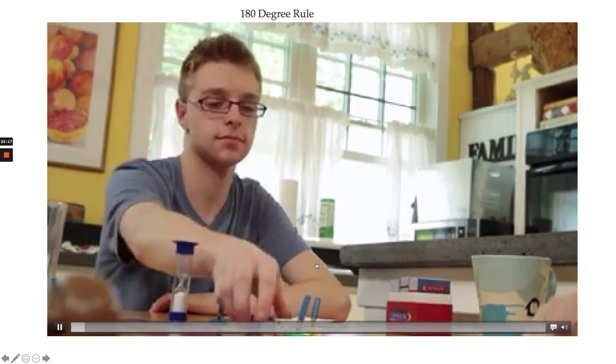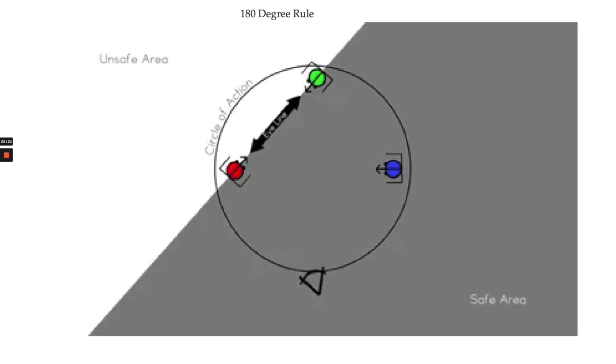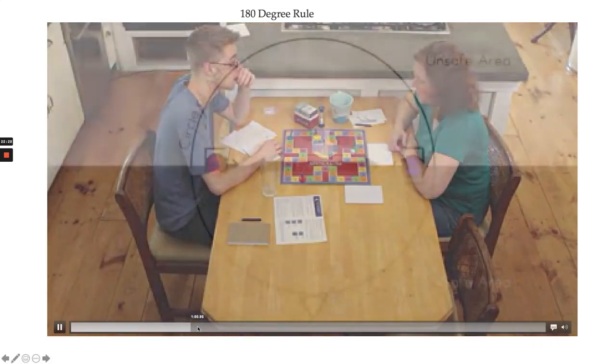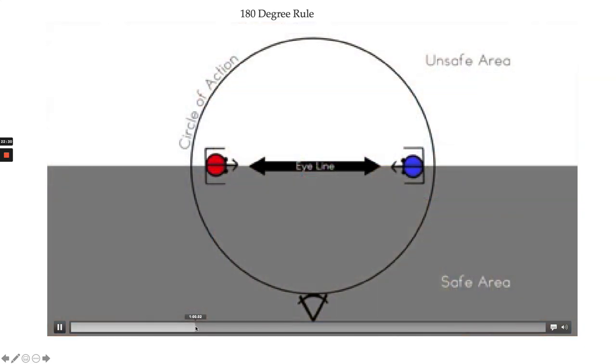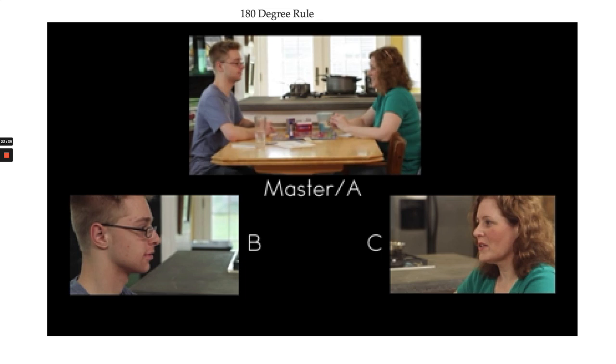In this video, I'm going to show you how the 180-degree rule can save you from an editing nightmare. Welcome to How to Become a Film Director. We're going to skip through this. I just found this on the internet, but it goes through the whole idea, the purpose, the rationale for the 180-degree rule. We'll see the safe area is designated in gray. We shoot a master, then cut from B to C without a problem.